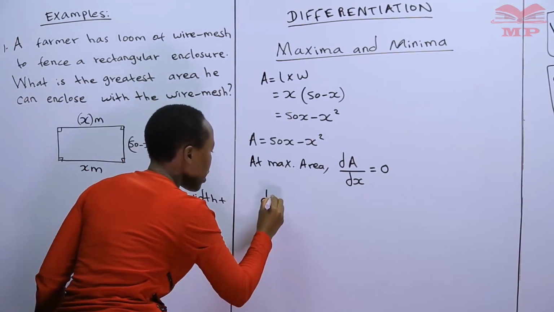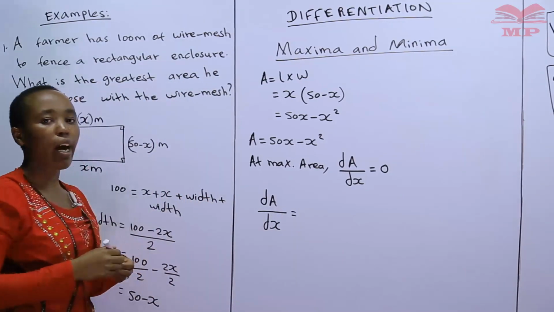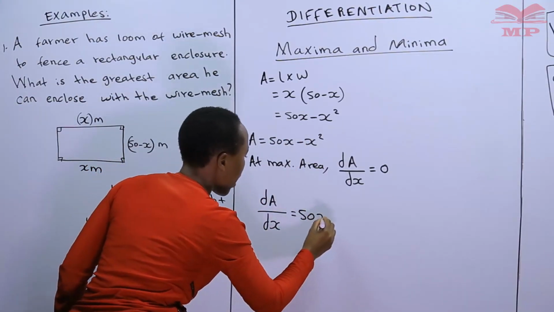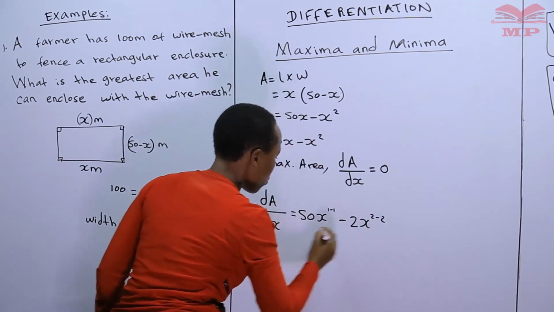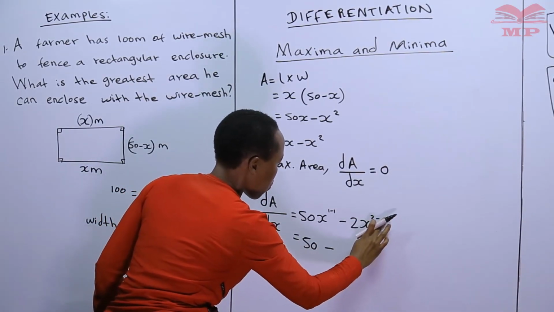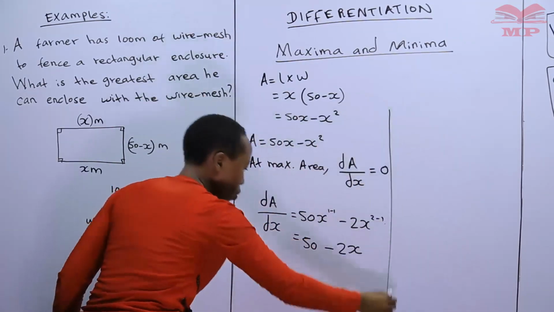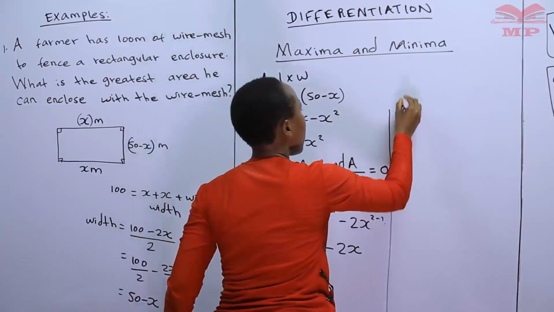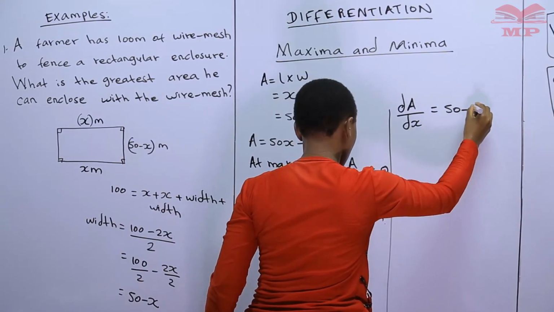Therefore, we get our dA over dx. We are differentiating that equation for area with respect to x. So we have 50x, 1 minus 1, then minus 2x squared minus 2. So we end up getting 50 minus 2x. And therefore, we have dA over dx equal to 50 minus 2x.